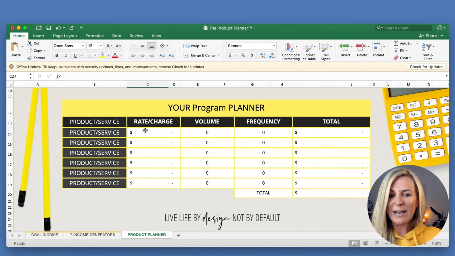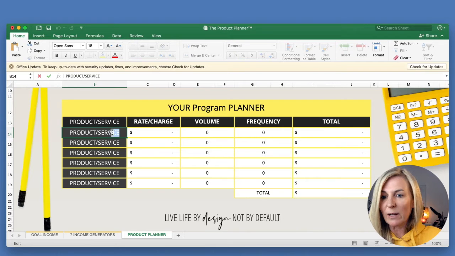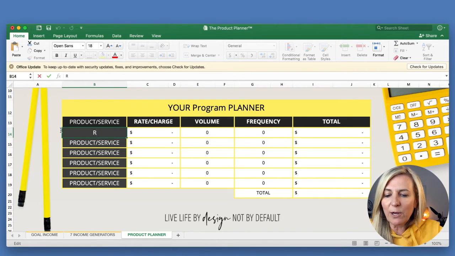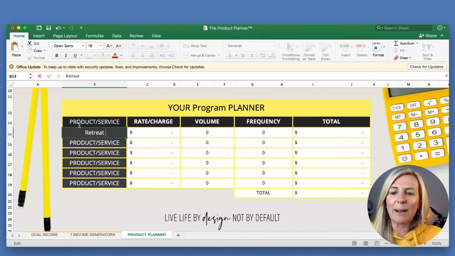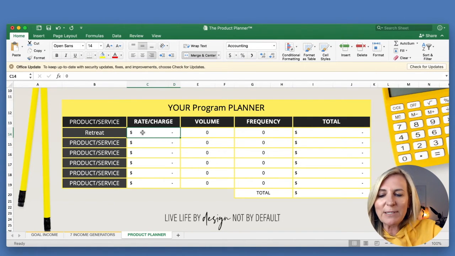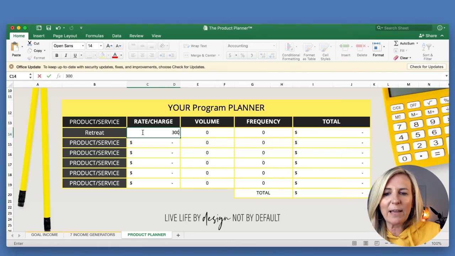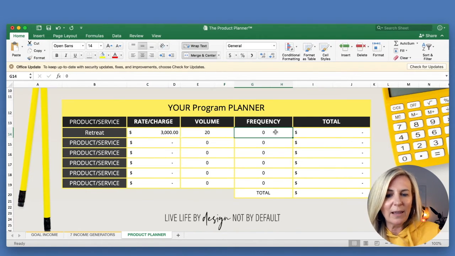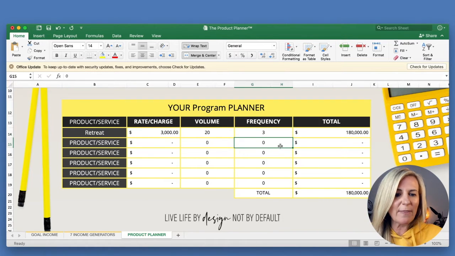So in the product planner page, we actually get to come up with your product or service or the program name. So you might say, well, you know what? I want to do a retreat. We could call it a masterclass, a retreat. I know I didn't have that on the previous things there. And you say, I just want to run this retreat 3 times a year and I'm going to charge people $3,000 and I'll get 20 people along and I'll do that 3 times throughout the year.